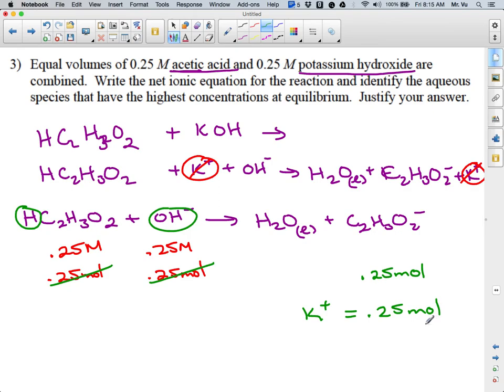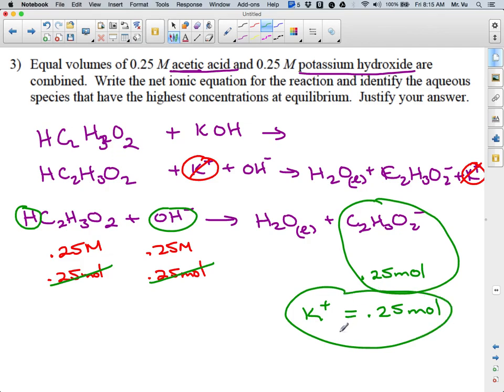So if you notice, at the end I have the same moles of acetate and of potassium. I have no more moles of acetic acid, and I have no more OH minus. So these two species, the acetate and the potassium, have the highest concentration at equilibrium.